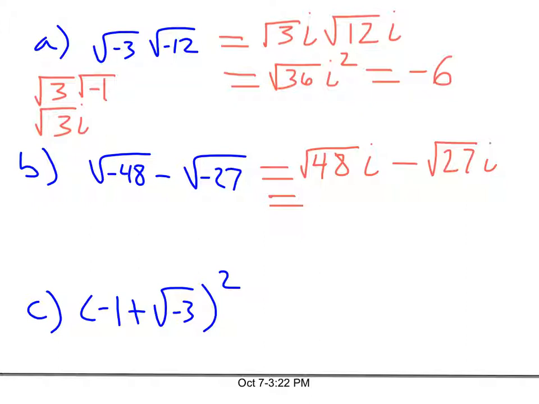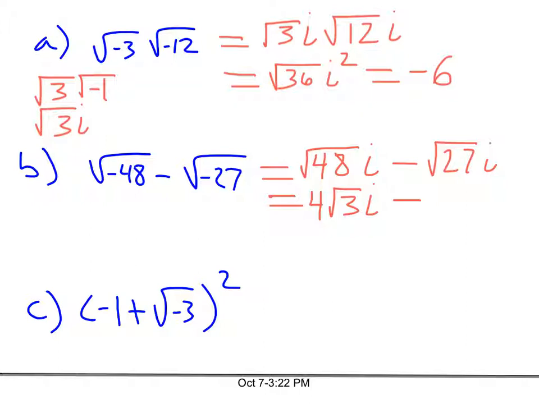And the way I would split that up is, 48 can be split up as 16 and 3. Well, the square root of 16 is 4. So I'll carry that down. Again, that's coming from square root 16. Square root 3 can't be simplified, and it's still with the i.